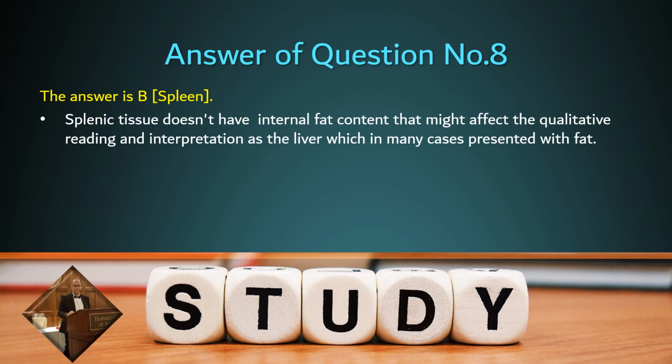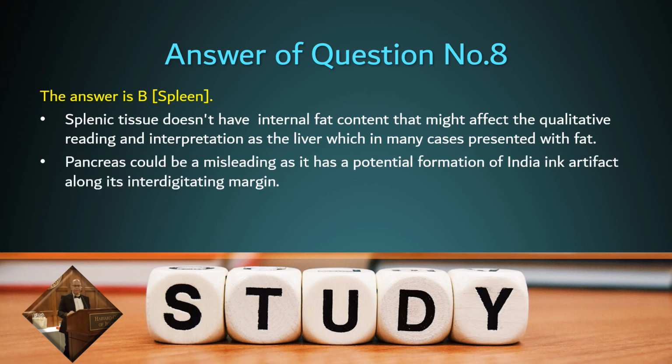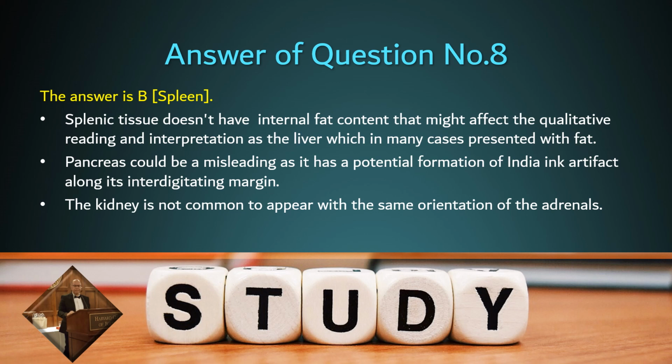Splenic tissue doesn't have internal fat content that might affect the qualitative reading and interpretation, unlike the liver, which in many cases presents with fat. On the other hand, the pancreas could be a misleading organ as it has a potential formation of the India ink artifact along its interdigitating margin. Additionally, the kidney is not commonly used as a reference organ because it does not appear with the same orientation as the adrenal gland, so it's difficult to compare on the same slice section.